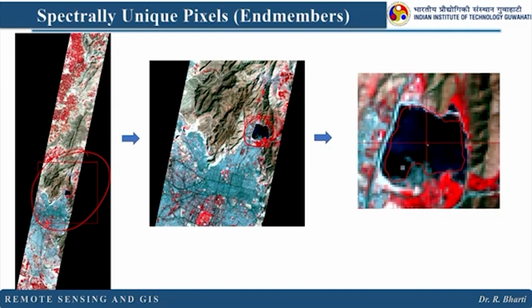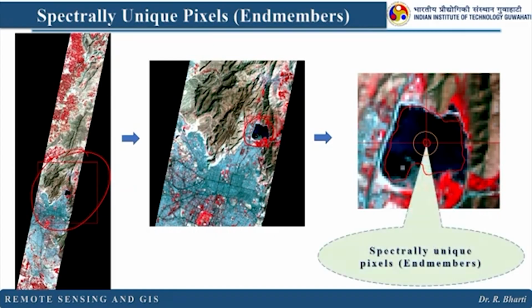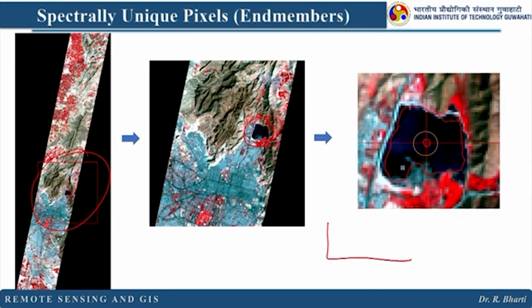But when you see the center pixel of this particular lake, we expect that it contains pure water. I should use the purest pixel, which contains only water, right? So then we will derive this and collect the spectra, and we will say this is the end member of water derived from this image, right? Now, is it possible to do this for all the classes?